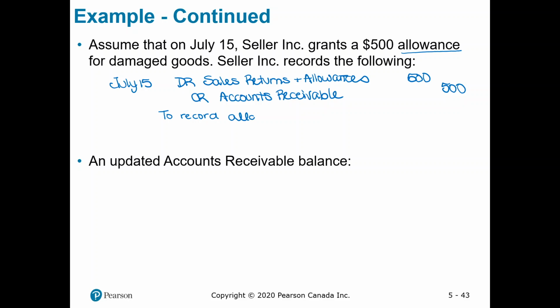To record allowance. Now here, they kept the inventory. We did not get these goods back, and therefore we only have the one entry because no goods were received back, so we don't need to put anything back into inventory.